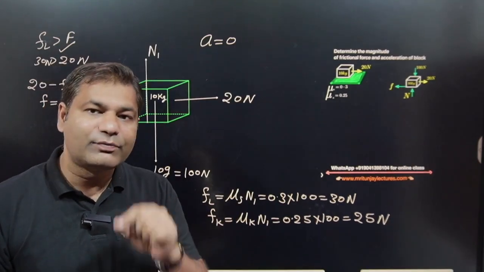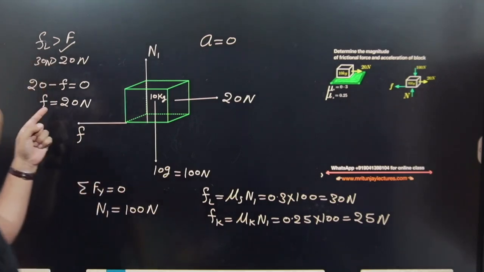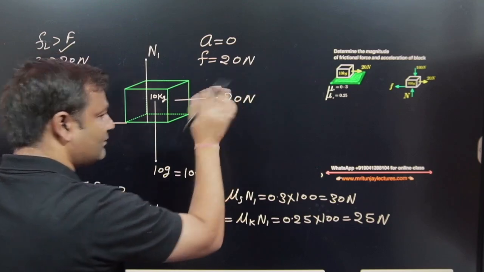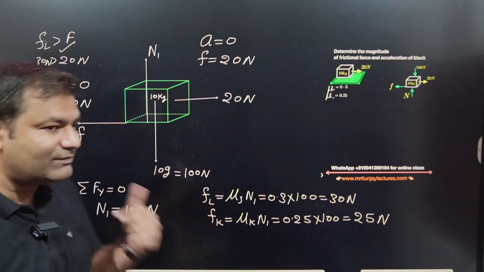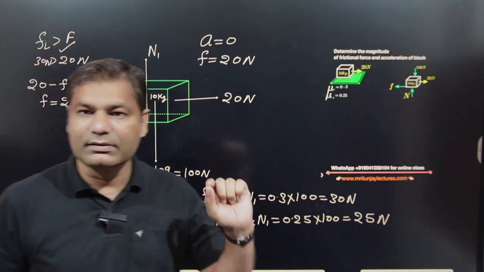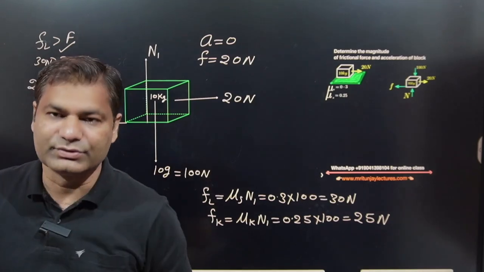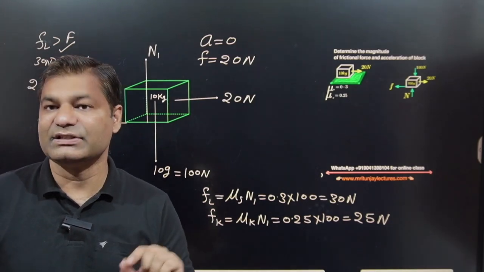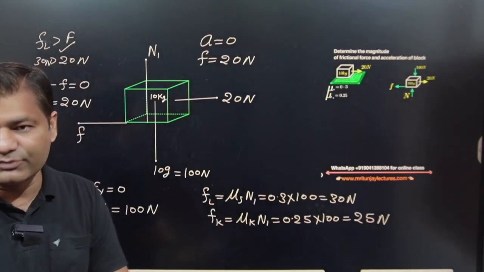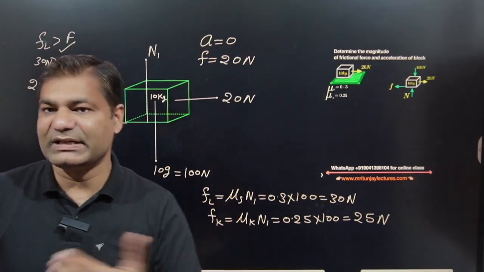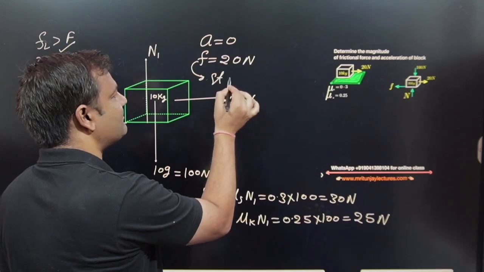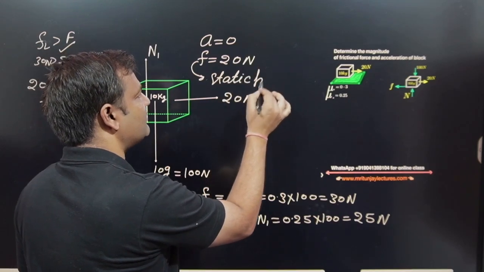But what about frictional force? Frictional force at that time, F, is equal to 20 Newton. And if asked what is the name of that frictional force, it is called static frictional force. Okay, adjustable frictional force, or you can say static frictional force. The name of that frictional force is called static frictional force.